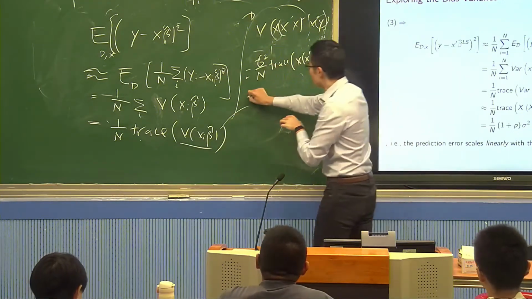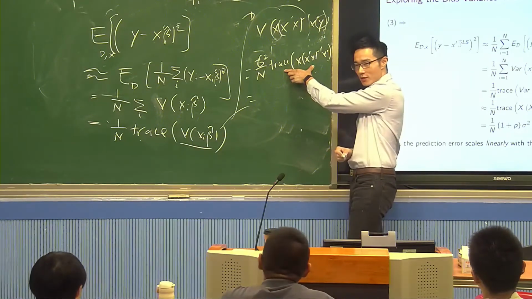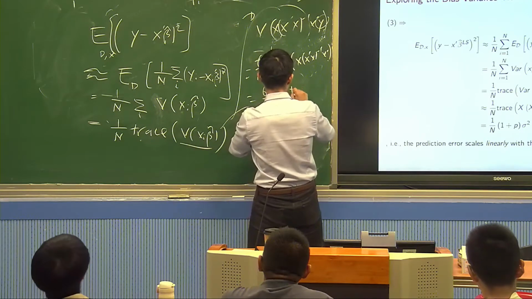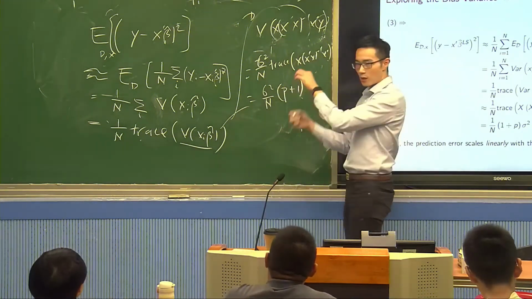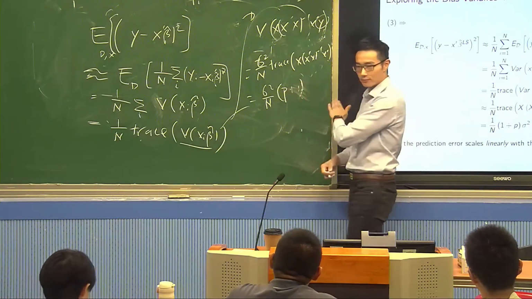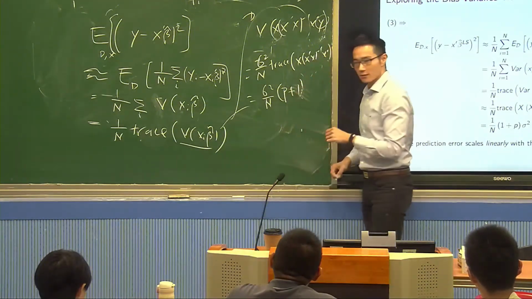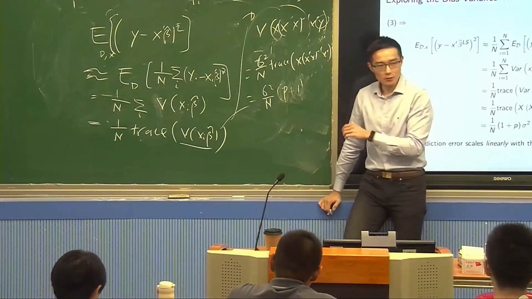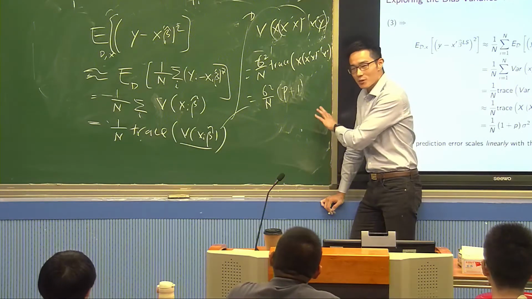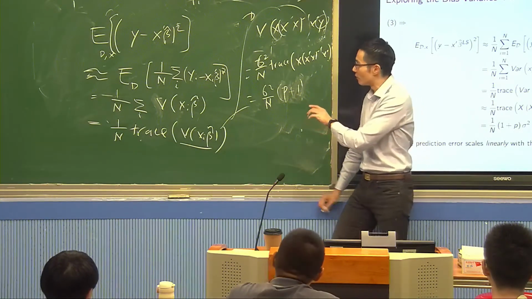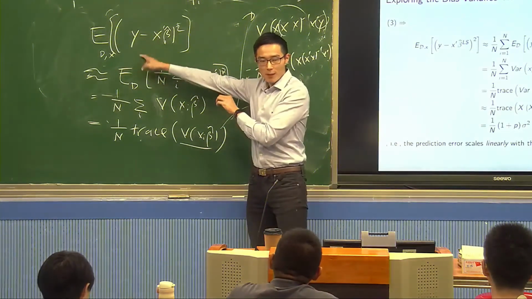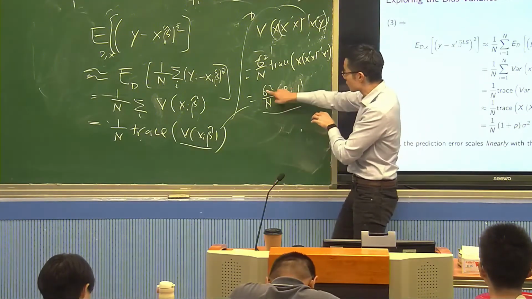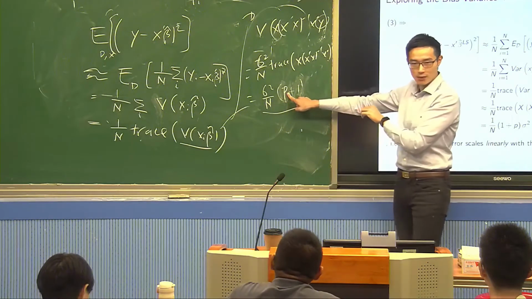But what is the trace of this matrix? If you're familiar with linear algebra, this is simply p, because x is p dimensional. Now, what does all this calculation do? It gives you an approximate idea about the expected error. The expected error, if we satisfy the Gauss-Markov condition, is roughly sigma square over n, times p.